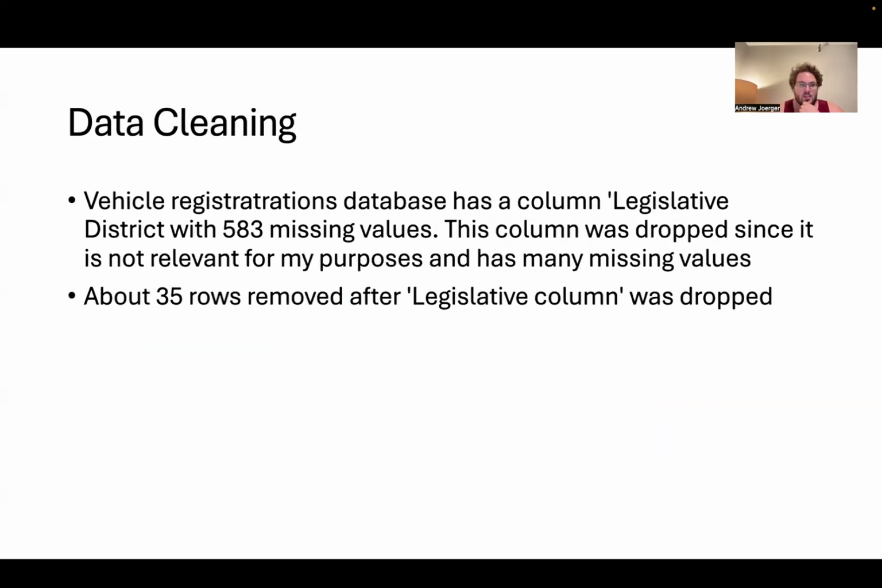Continuing on, I did have to clean the data sets. In the data.gov vehicle registration dataset, there was a column called legislative district that had about 583 missing values. It was by far the column with the most missing values. Since it wasn't important to me, I decided to drop that column altogether, and after that, delete any row that had any missing data. There were only about 35 out of about 250,000 that had a missing entry after dropping the legislative column. So not much data was lost after removing entries with missing values.